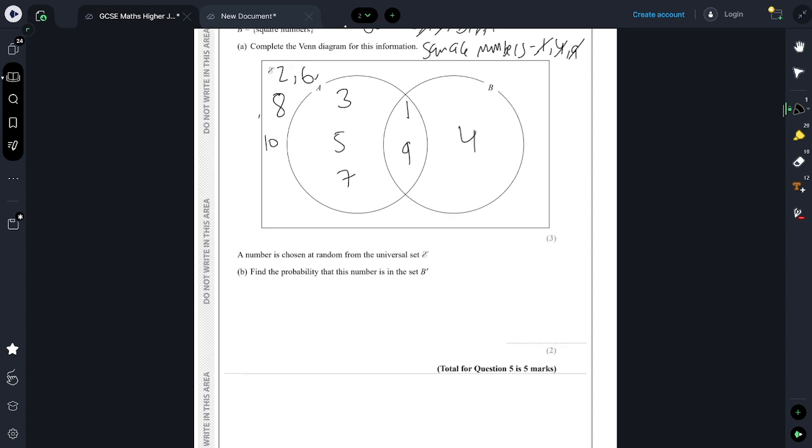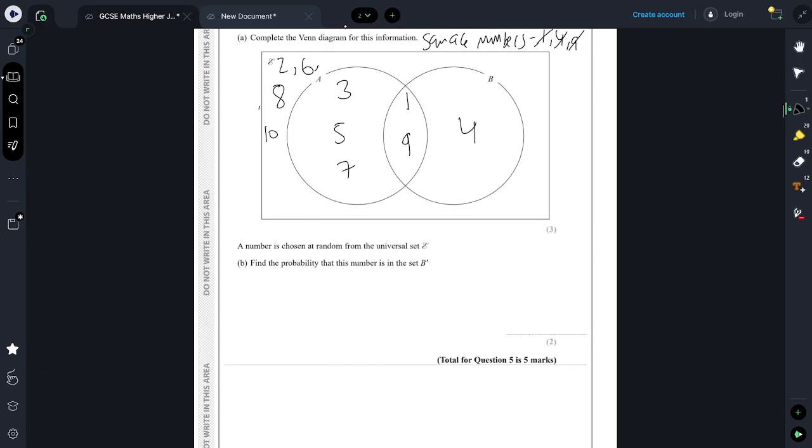Then it says a number is chosen at random from the universal set. So yeah, universal, that's what that means. From the set, so from this box here. So all the numbers we have. Find the probability the number is in the set B prime. There are various things you need to know about sets, but B prime means not in B. So not in the list or the set B, not in the circle B.